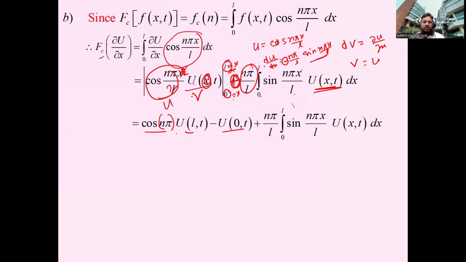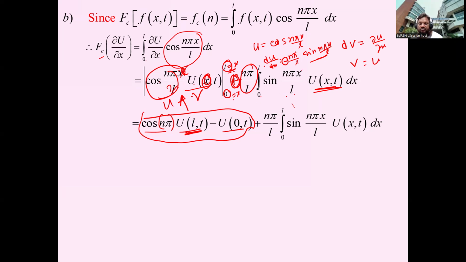So u of 0, t and u of L, t. These are the boundary conditions. So cos n pi u of L, t minus u of 0, t, it comes from here. And in the Fourier sine transform, in the previous slide you see, it was 0 because sine n pi is 0 and sine 0 is 0. That's why this term was 0. And in this case, it is this value, so cos n pi u of L, t minus u of 0, t.